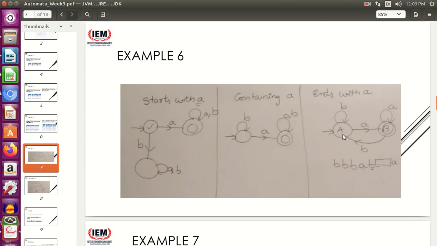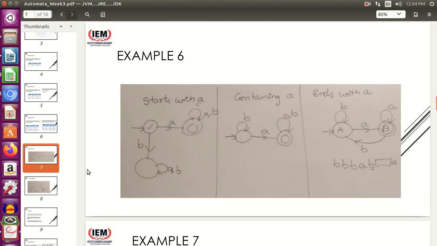So how is it guaranteed? If it goes from A to B, that is a final state, it is ending with A. Even after that, as many A's as it gets, it remains in the final state. So fine, it is going to end with A. What if it gets a B? If it gets a B at any point of time, it will go back to the starting state, which is a non-accepting state. To come to the final state, it has to come via this A, which ensures that the string always ends with an A.